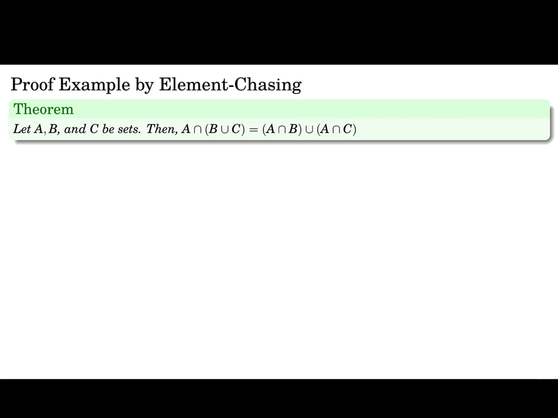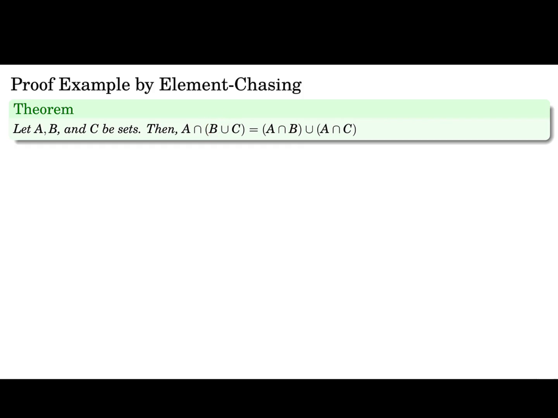And so we're going to do this by element chasing, which means that, first of all, we're going to do two containments. We're going to show that every element here on the left is on the right, and every element on this right set is on the left. And we do that by element chasing, which means we take an element here and show through logic that it needs to be here also, and then we take an element here and show through logic that it needs to be here.